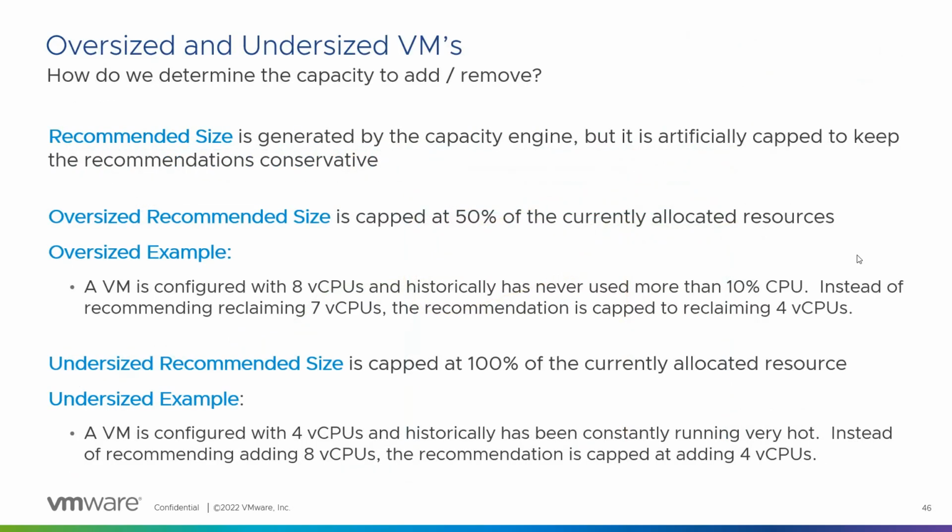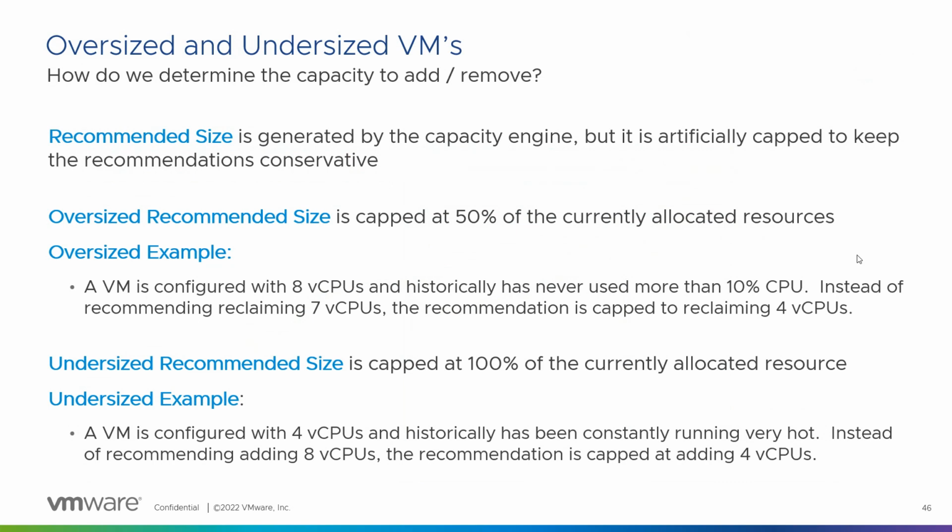A couple other things to talk about here. When we're looking at oversized and undersized virtual machines, there is an artificial cap on the recommended size. This is done to keep the recommendations a little more conservative. So when you have an oversized virtual machine, it will not recommend removing more than 50% of the allocation of that virtual machine at a time.